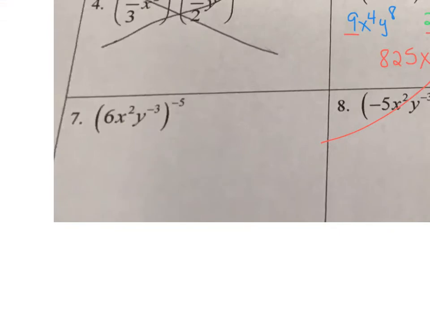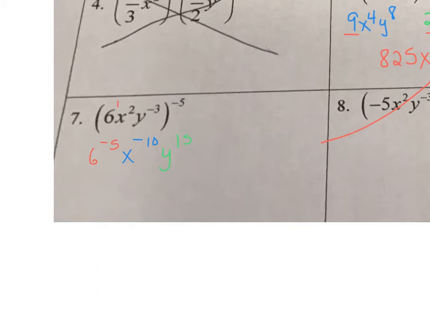All right, now I'm going to do number 7. So number 7, I see I've got a negative exponent on the outside. So there's a 1 on this 6, so I know that's going to be 1 times -5 is 6 to the -5th, and of course I'll deal with that later. All right, x to the 2nd to the -5th is x to the -10th. And y to the -3rd to the -5th is y to the 15th.